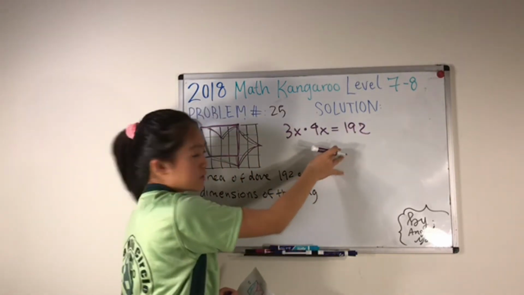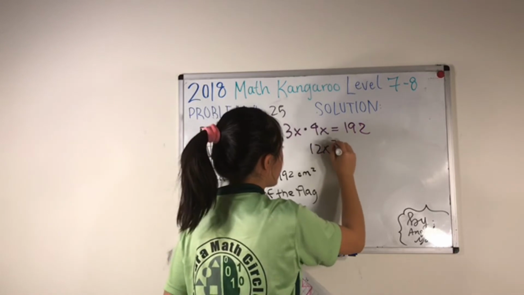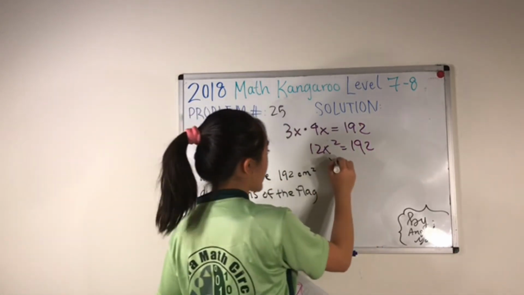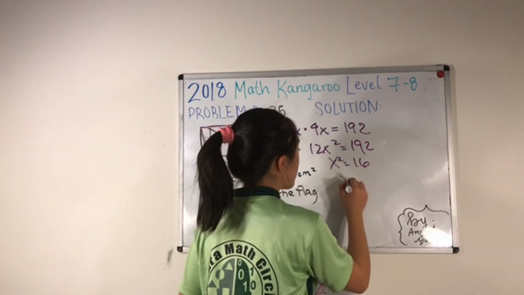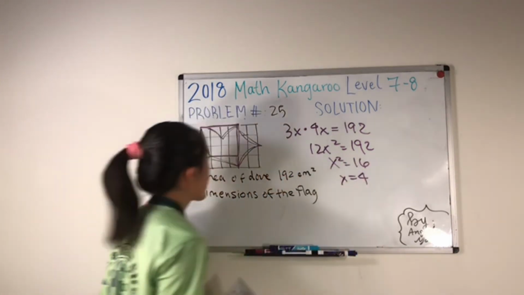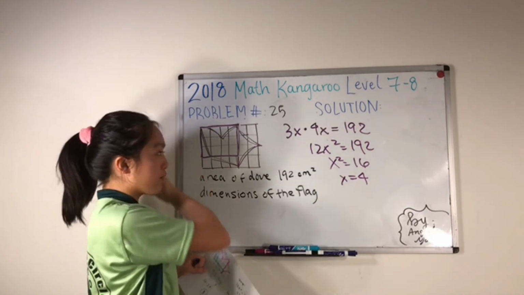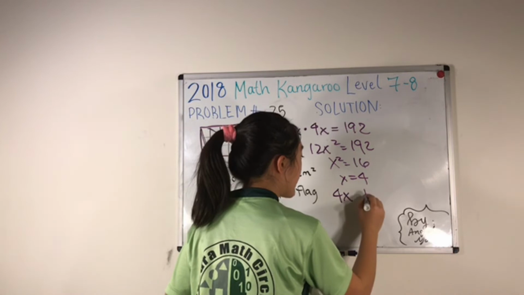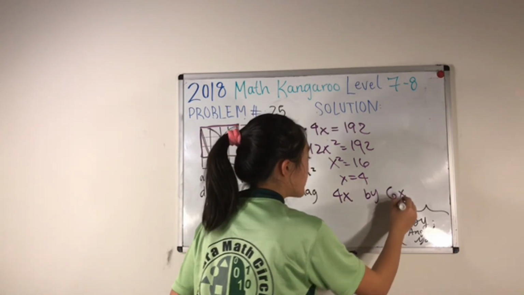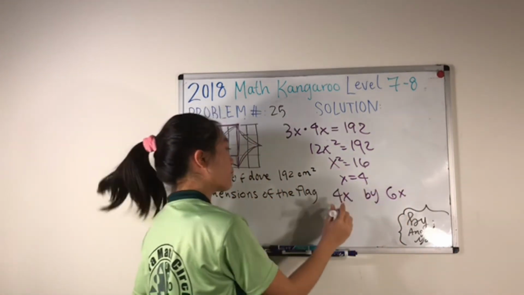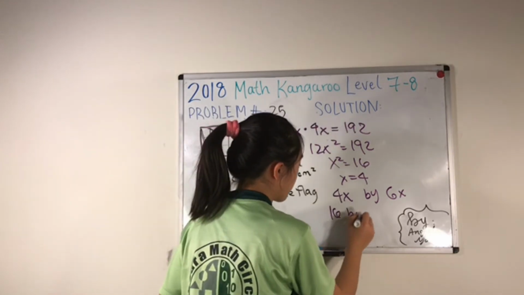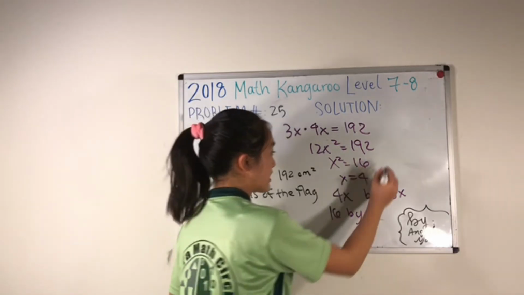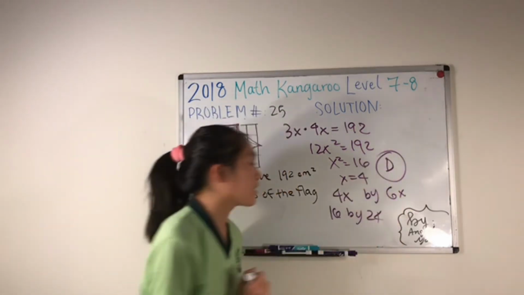Now that we have this, we can do 12x squared equals 192. And 192 divided by 12 is 16. So x squared equals 16, so x is equal to 4. Now the real dimensions of this are 4x by 6x. If we substitute in x equals 4, we get 16 by 24. And what answer does that give us? That gives us the answer of letter D, which is 24 by 16.